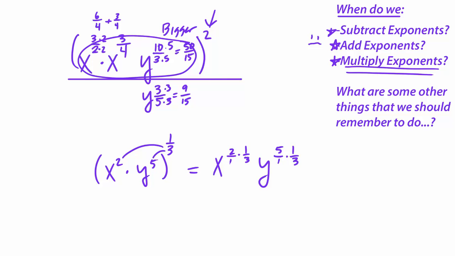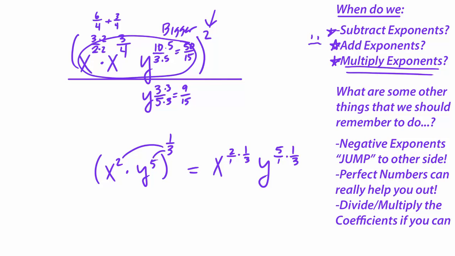So what about some other things that we need to remember how to do? Well, negative exponents. If I have a negative exponent, let's say z to the negative 7th power, that means this does not really like being in that side of the fraction, and so it would want to jump to the bottom. Even if it's a negative fraction, like negative 7/2, you need to be careful. I always say they jump because you circle that group, you circle that base and exponent, and it jumps to the other side.